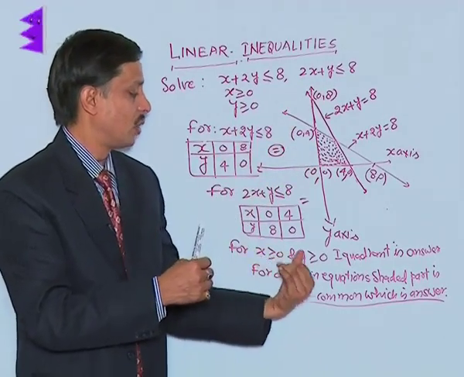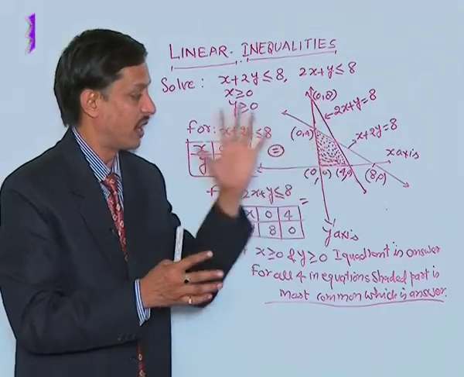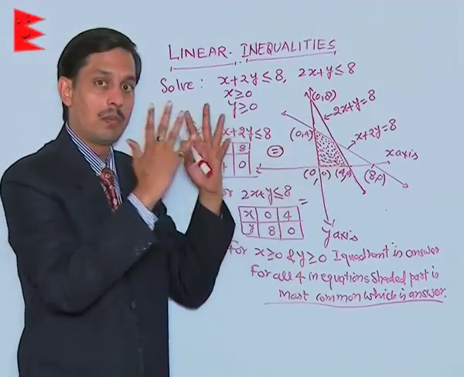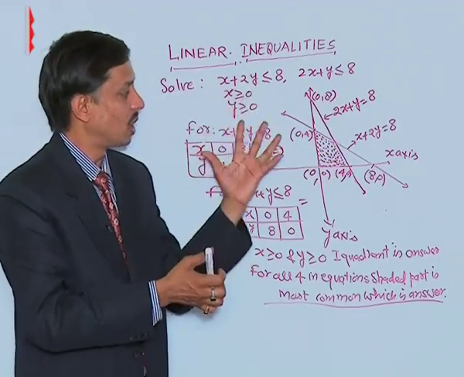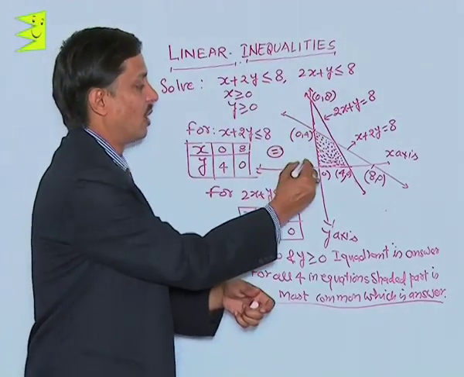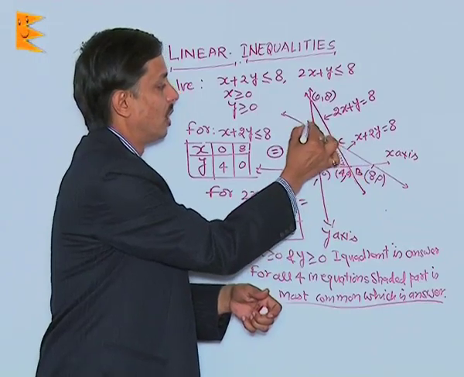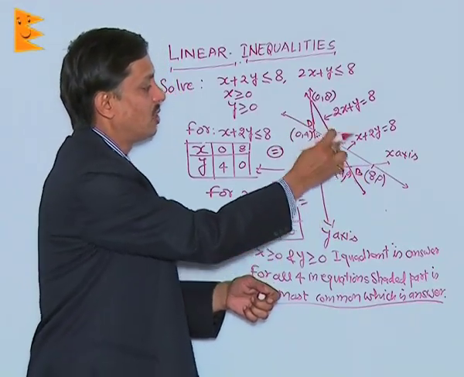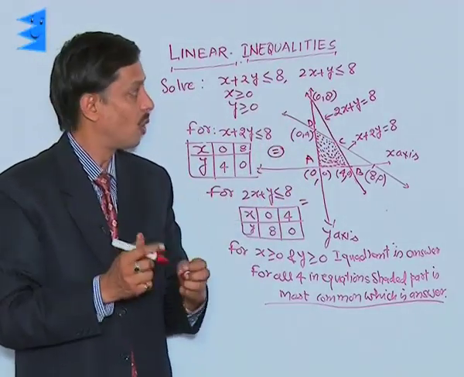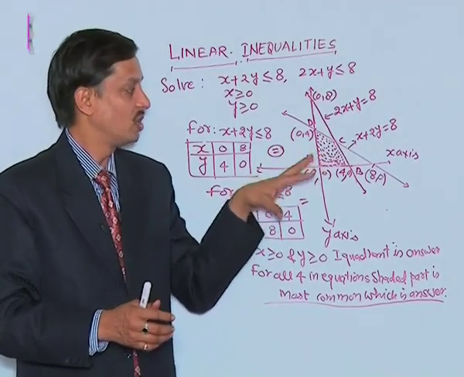For x is greater than or equal to 0 and y is greater than or equal to 0, we know that these two positives are possible in the first quadrant. So what we are noticing is that this shaded part is the most common zone. Hence the solution of all these four inequalities is the quadrilateral. You can name it A, B, C and D. A, B, C, D's shaded part is the most common zone for all four linear inequalities. Hence we declare that this is the answer.